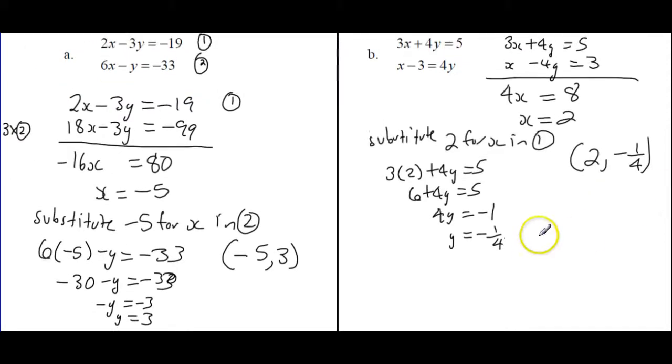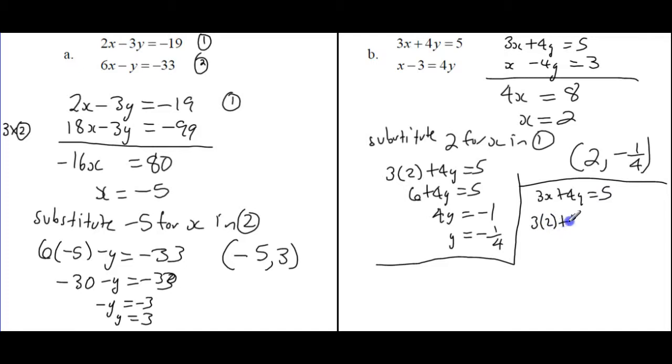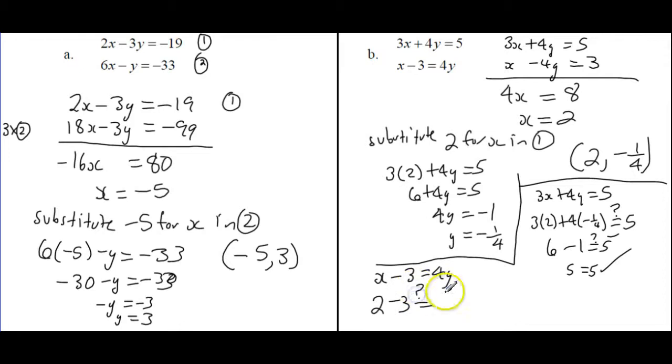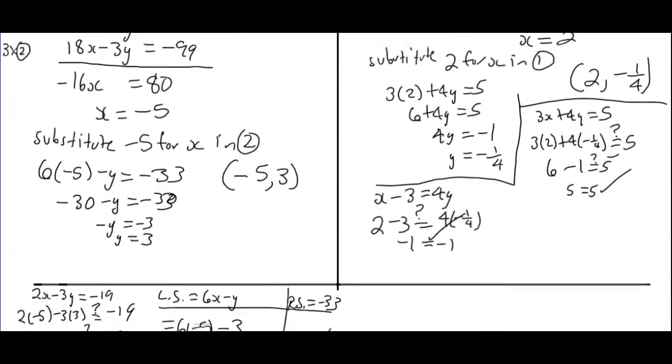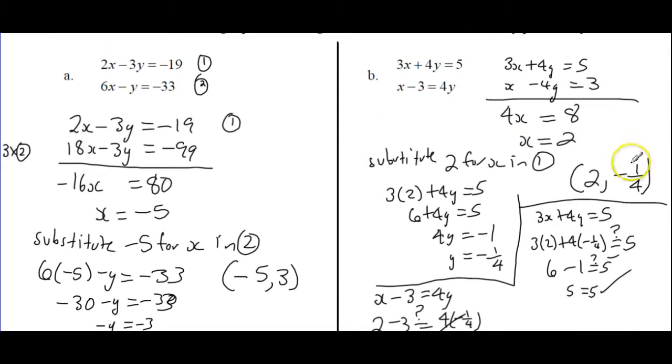Okay, let's check that. Need some space here and here. So 3x plus 4y equals 5. 3 times 2 plus 4 times negative 1/4 is that 5, right? 6, okay, 4's cancel, so 6 minus 1 is that 5. 5 is 5. Check. And x minus 3 is equal to 4y. 2 minus 3 is that equal to 4 times negative 1 is that equal to, well, negative 1, yes it is, check. And so that works. Okay, and you know, if you have time on a test, you could verify these graphically as well.